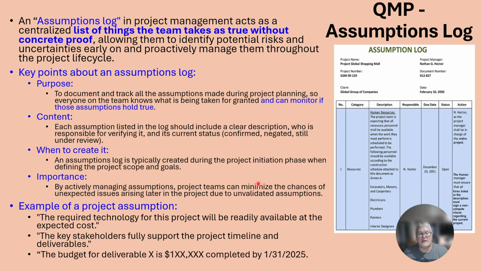Examples of a project assumption: the required technology for this project will be available at the expected cost. Okay, maybe time goes on, there's 6 months, you got a quote, but you're still expecting it's going to be a similar cost or that cost that was quoted to you. Another example: the key stakeholders fully support the project timeline and deliverables. The budget for deliverable X is, say, $100,000 and completed by 1/31/25. And then over here I'm showing what an example of an assumption log may look like.